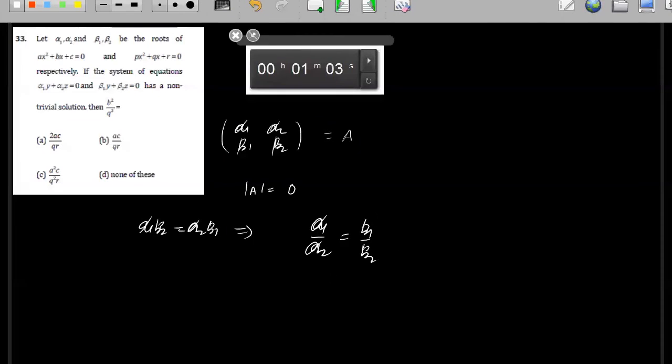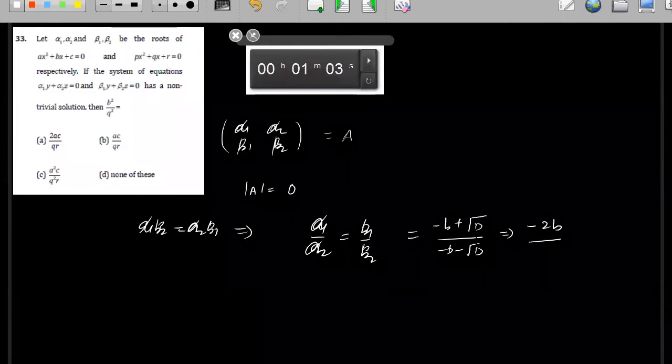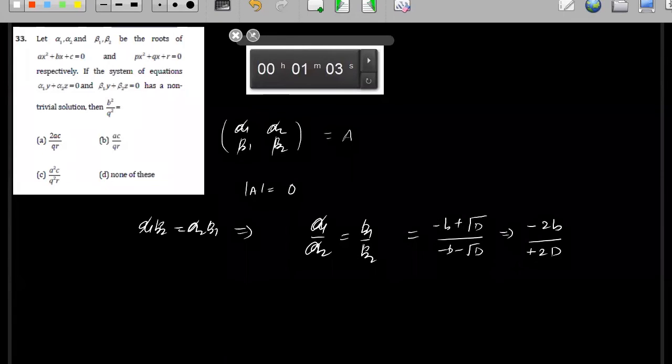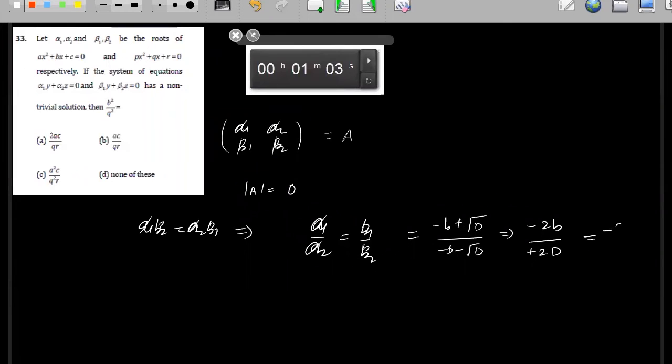Now see, if they are given something like this, always take componendo dividendo. Alpha 1 I can write as minus b plus root of D upon minus b minus root of D. If I take componendo and dividendo, this will become minus 2b, because this will get added up and this will get subtracted, and plus 2 root D. On the other side, minus 2 b1 upon plus 2 root D2. The 2s and minus signs get cancelled, so we get b1 by root D1 upon b2 by root D2.